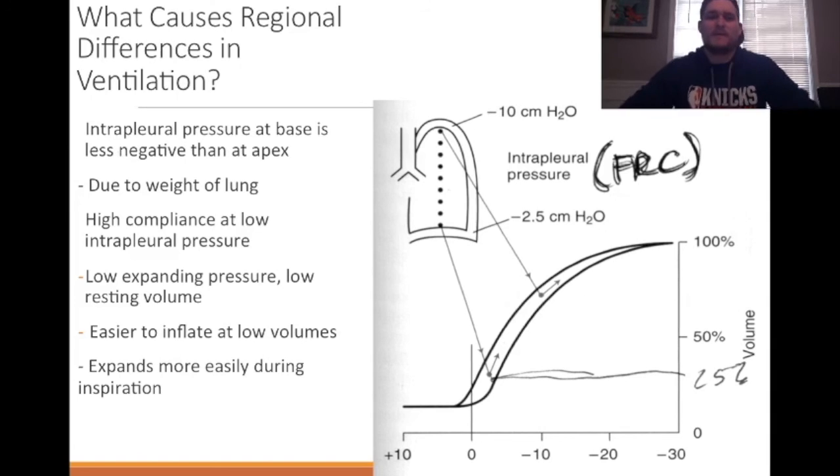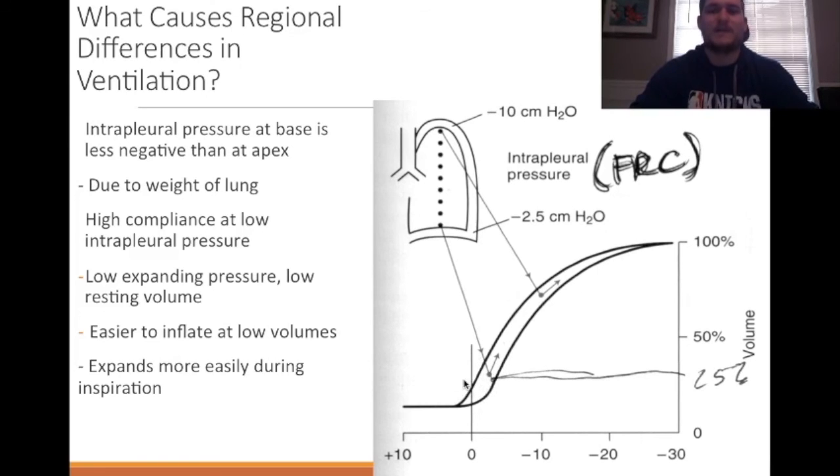And so we talked about the ventilation to perfusion ratio in earlier lectures. It's not only the difference in blood flow that causes a change in this ratio, it's also due to the fact that there are different levels of ventilation inside our lungs. And so it's partially due to the weight of the lung and the way it's structured. We have high compliance at low intrapleural pressures, and low expanding pressure is going to equal a low resting volume. And so at these lower lung volumes, it's easier to take air in, right?